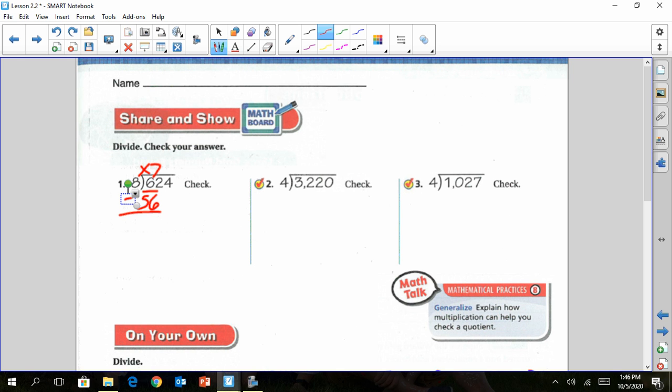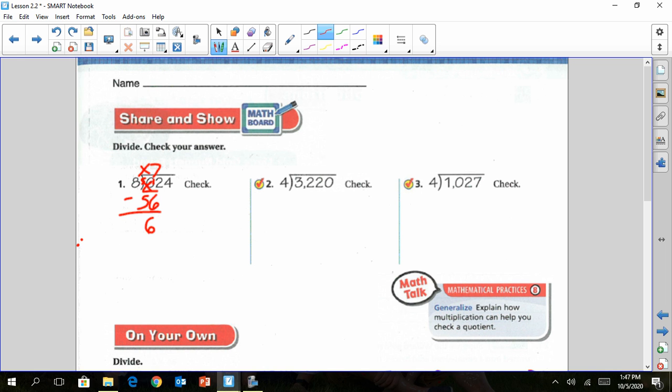62 minus 56. You can either start at 56 and count up. You can already know that in your head, or you can use the borrowing method where you cross off the 6, make it a 5, and make the 2 a 12. 12 minus 6 equals 6. 5 minus 5 is 0. I'm not going to put a 0 there, but we know that's going to be 0.